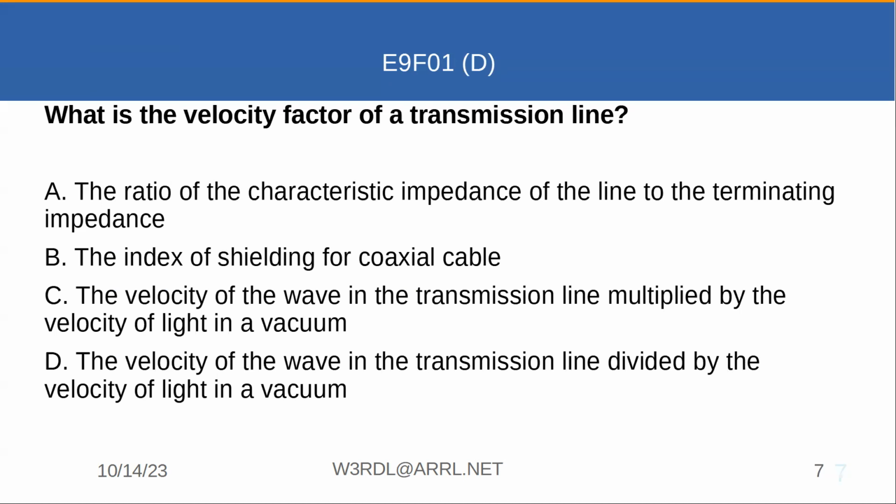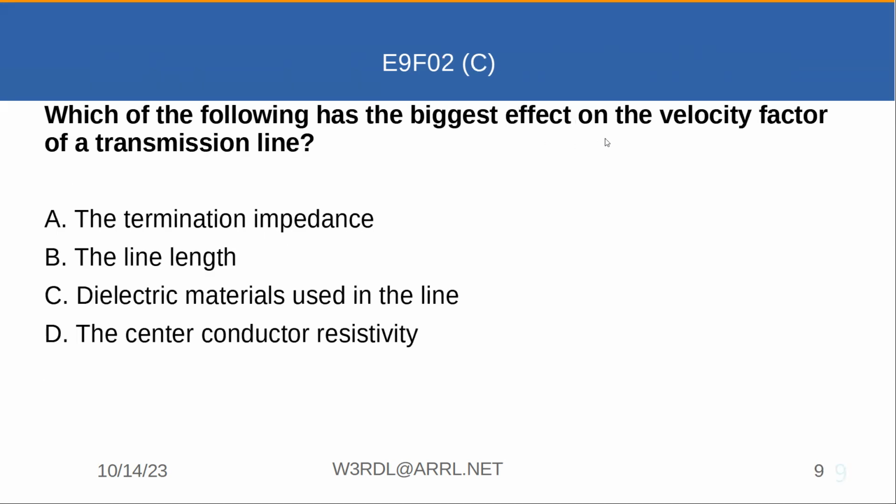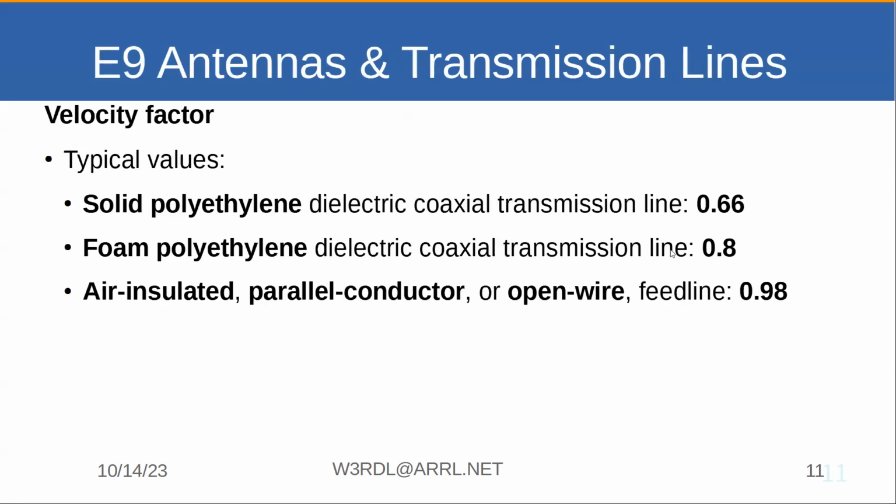And let's see, physical, electrical, where's that at? Delta ratio. Which of the following has the biggest effect on the velocity factor? Electric. Because it's 1 over the square root of the permittivity constant, whatever that is. There it is. So open wire is 0.98. Solid is 0.66, which is probably RG8.